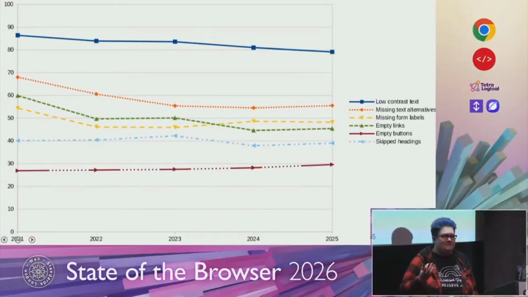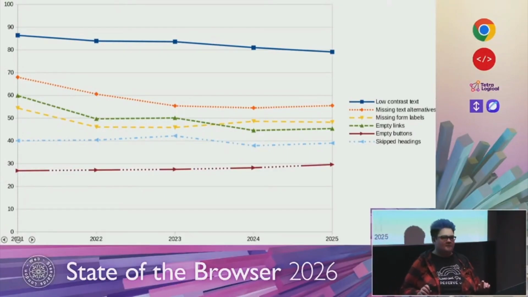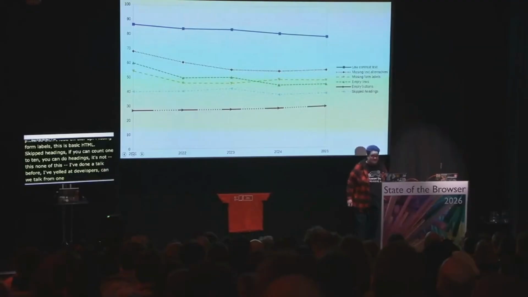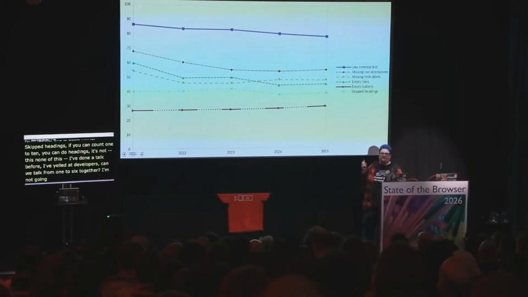None of this is hard, and I have done a talk before where I've kind of yelled at developers going like, can we count from 1 to 6 together? I'm not going to make you do that. But if you can do that, you can do headings, and yet 40% of the top 1 million websites don't do this. They skip heading numbers out, which is why it's my personal bugbear, because I like to hope we can all count in here.